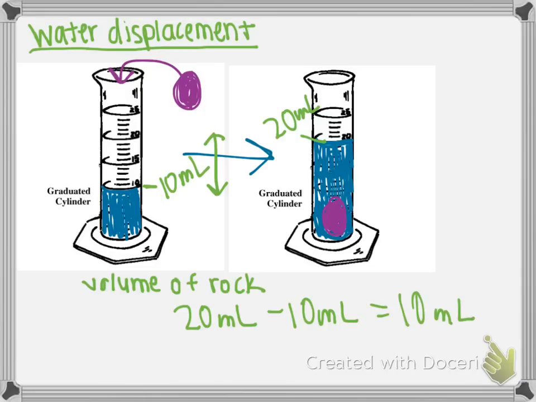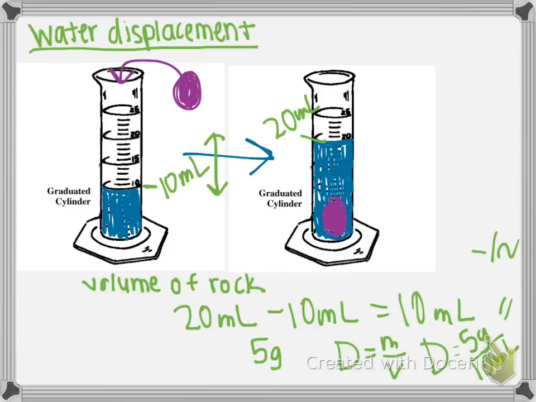Alright, let's say that the rock weighed 5 grams. The density is mass over volume. So my density is going to be 5 grams over 10 milliliters, or 1 over 2 grams per milliliter. Alright, so that's how we look at the density of a solid or some irregular shape. You're going to do it by water displacement, seeing how much water it moves when it goes in and is submerged.